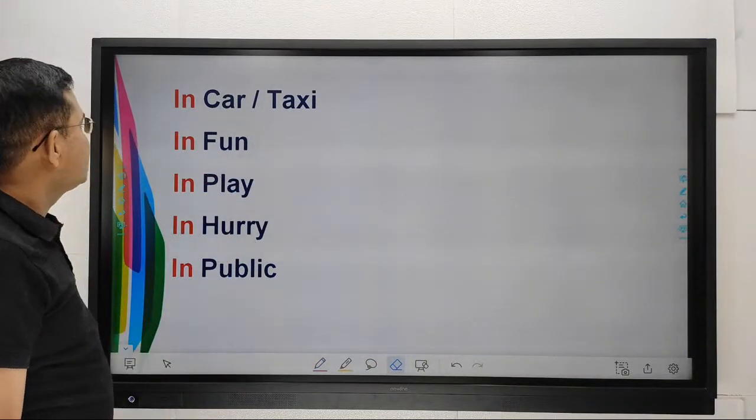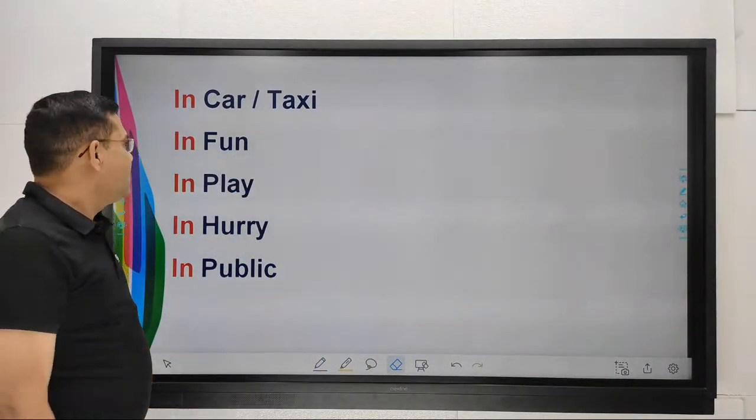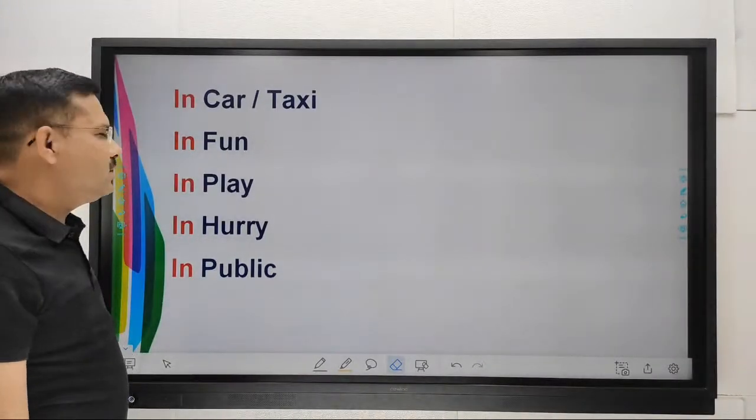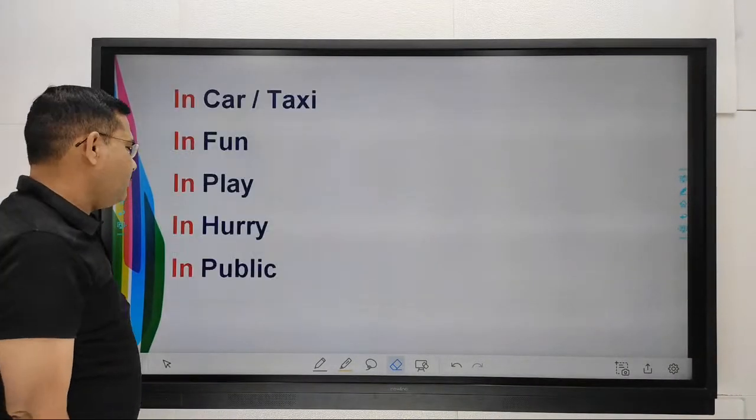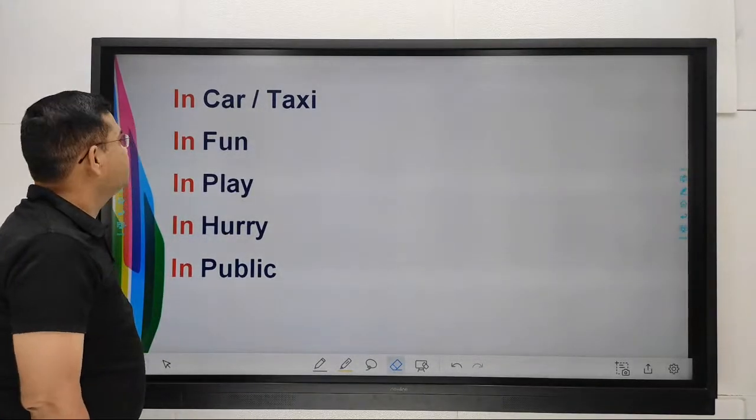Okay. So in car and taxi, have you understood the concept? And second is in fun. I said this thing in fun. In play, in hurry, and in public.